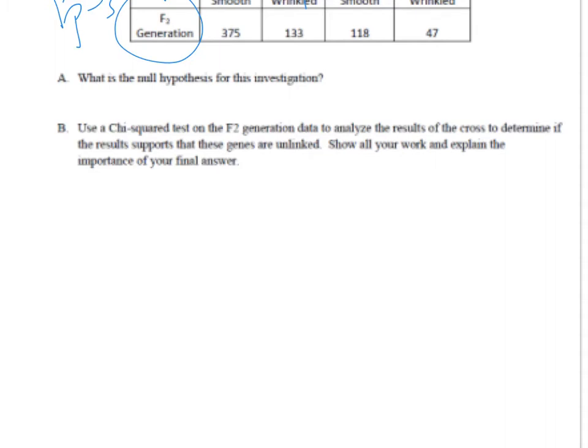It wants to know the null hypothesis of this investigation. Well, your null hypothesis, again, in genetics, is that they would follow Mendelian genetic patterns. And for this particular cross, a dihybrid heterozygous cross, it would follow the typical Mendelian pattern of that 9:3:3:1 ratio. This is another thing you need to just get memorized. You should not have to calculate this every single time.